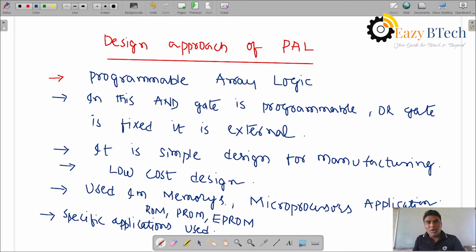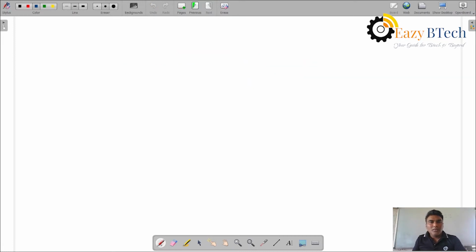So we can write this down about PAL. Let us see the block diagram and the schematic representation. Now let us see the PAL structure. In the PAL structure, the AND is programmable and the OR is fixed. Let me draw this one.